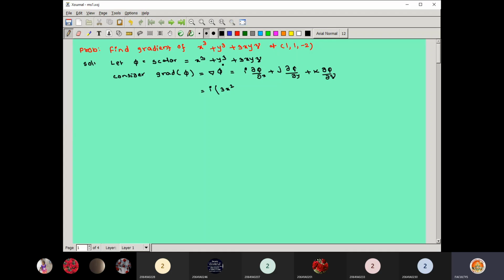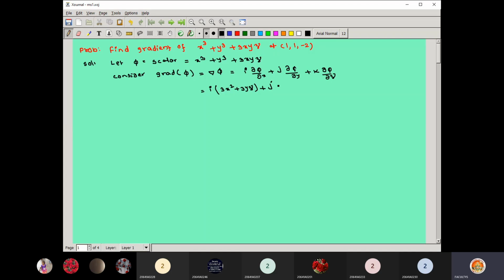And in y cube there is no x term, so it is 0. Then the last term has x, so 3yz is taken as constant and the derivative of x is 1, so that you are getting plus 3yz. This is with respect to x.